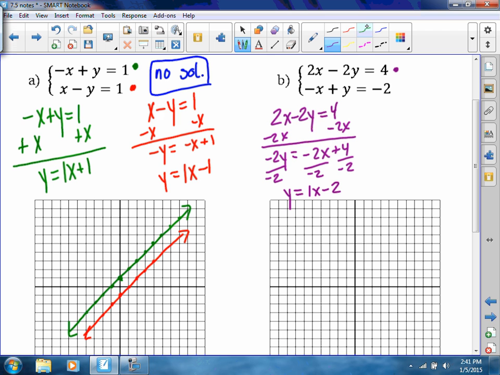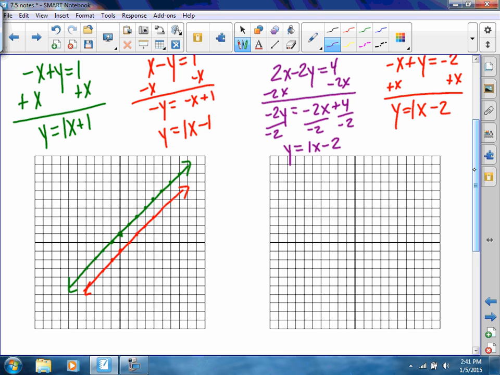And then for the other line, let's do that in red. I'm going to solve it for y, so negative x plus y equals negative 2. So I'll add the x over. So y equals x minus 2, or 1x minus 2. So right away, you should notice that these are going to be the same line.